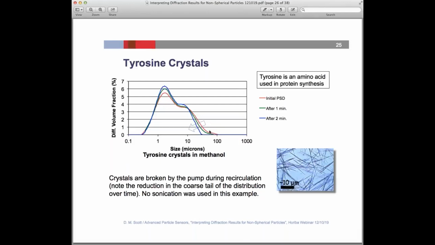You can see that over time, the initial PSD has a coarse tail which extends further out than after 2 minutes of recirculation. So over time this coarse tail is coming down, but this peak here, which is sitting down around 1.5 microns, is more or less constant. I think the crystals are being broken by the pump during the recirculation, so the length is getting shorter, but we're not making the diameters any different, so the diameter stays constant.